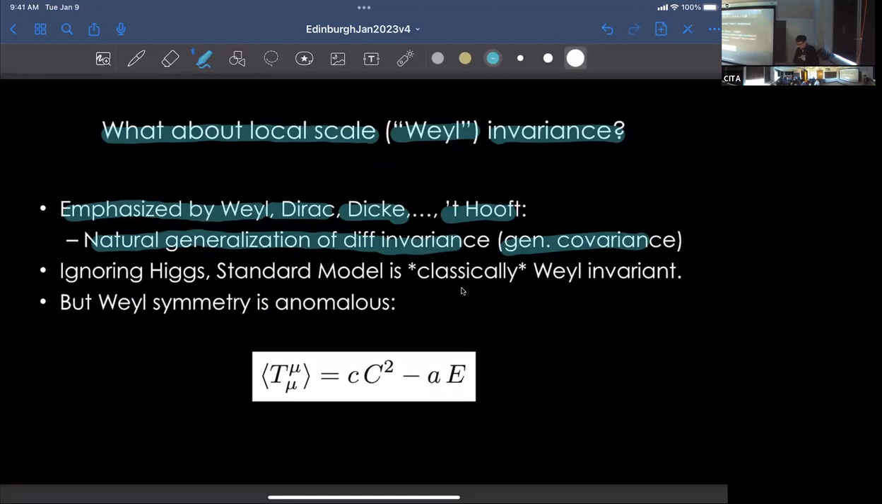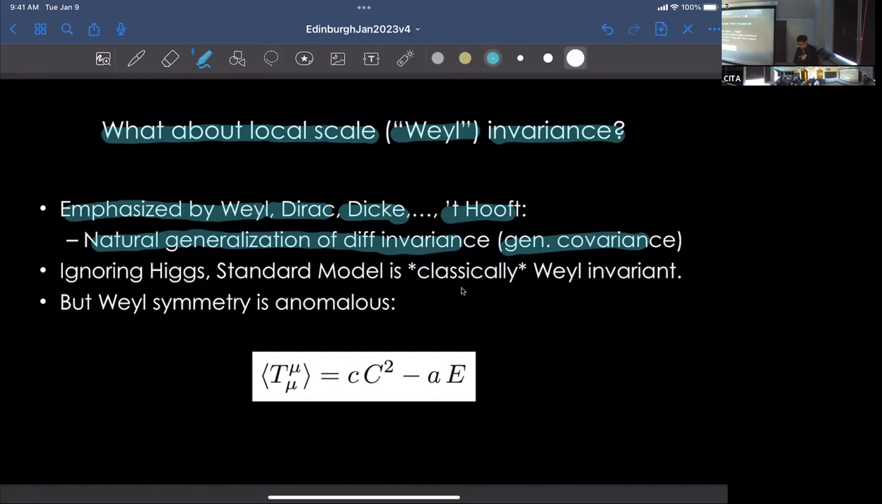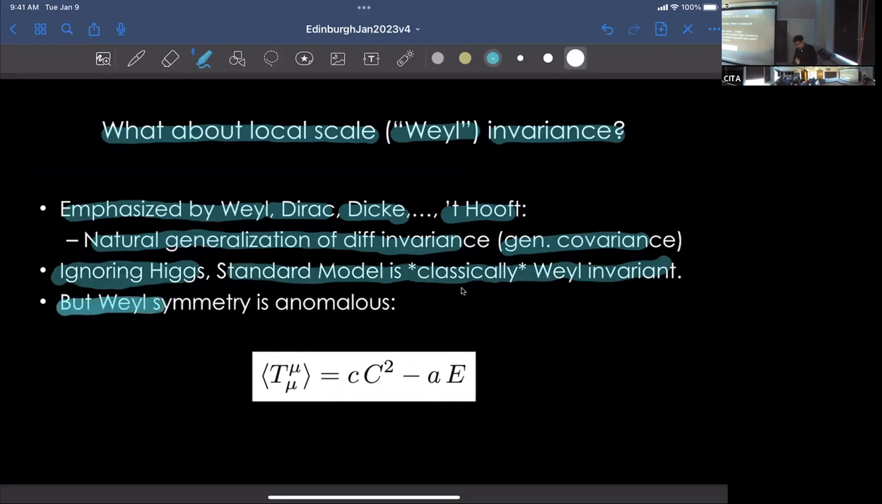So what about the standard model? Is the standard model classically Weyl invariant? Well, if you ignore the Higgs field for a moment, if you ignore the terms in the standard model that involve the Higgs field, then actually, yes, the standard model is classically Weyl invariant. But even then, if you quantize, the theory has an anomaly, that local scale invariance or Weyl invariance has an anomaly.